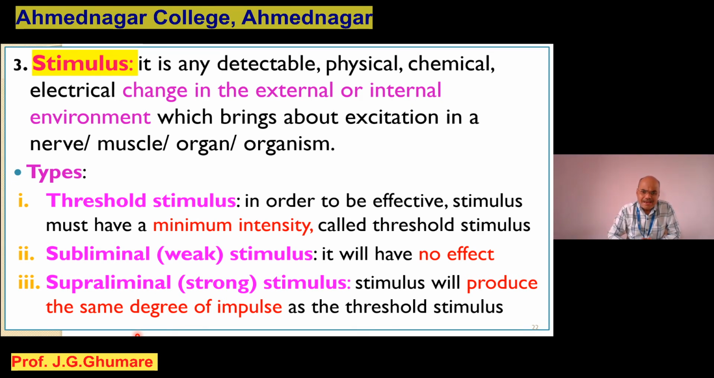And what is a supraliminal or strong stimulus? A stimulus which produces the same degree of impulse as a threshold stimulus, or more, remember. So it will range from minimum to maximum intensity. The one which is able to produce a strong impulse in the body is called a supraliminal or strong stimulus, remember. So we have three. Weak will not produce any impulse in the body. Threshold will be able to produce the impulse in the body, and if it is strong, definitely it will produce a stronger impulse in the body. That is called supraliminal or strong stimulus, remember.